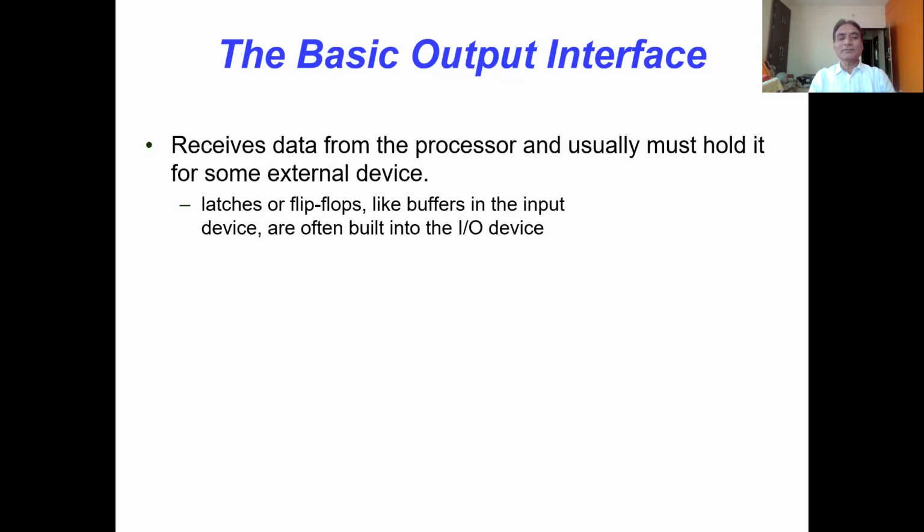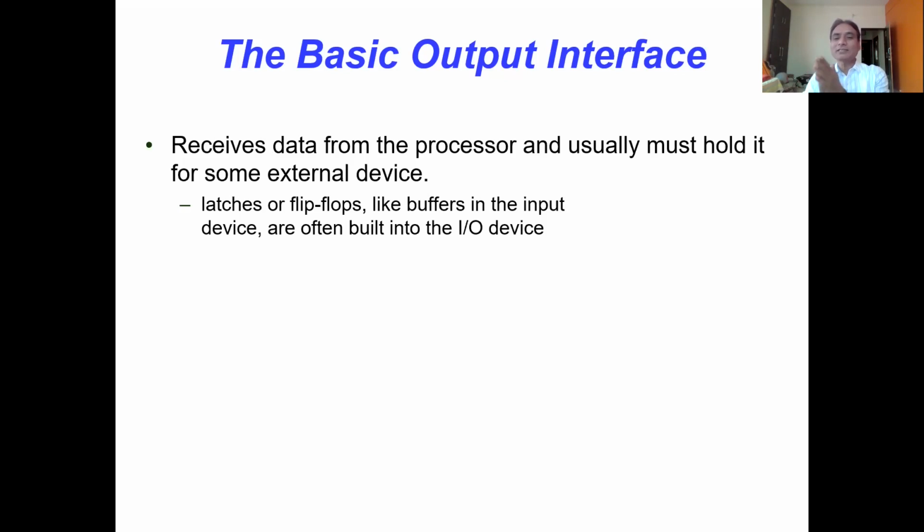Similarly, we can have the basic output interface. The basic output interface receives data from the processor and usually must hold it for some external device. So what happens whenever you want to transfer data from the processor to an output device? You need to hold that data for the time being. Therefore you need latches, because if you don't hold the data, it will be very difficult to visualize, since within no time it is going to disappear.